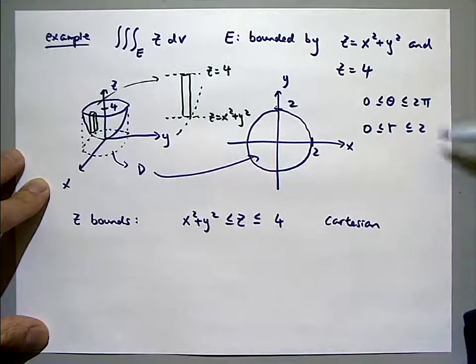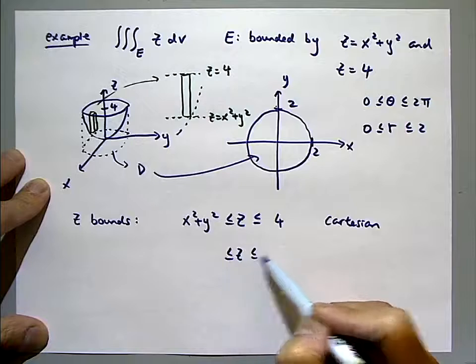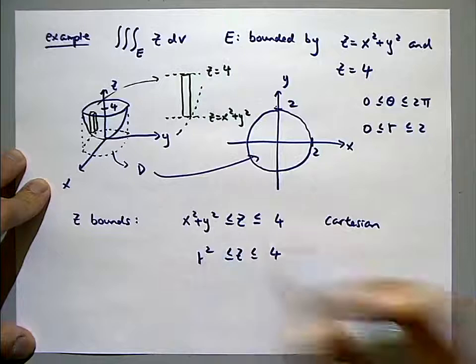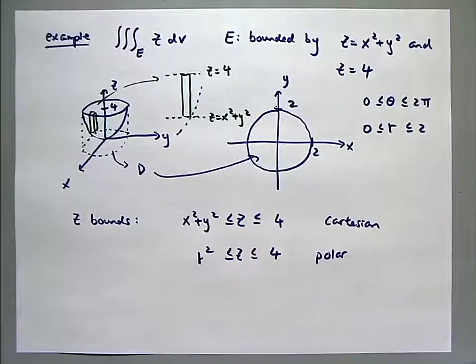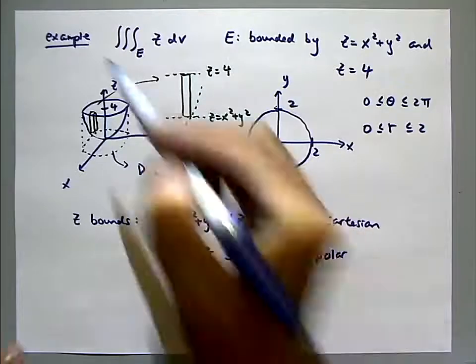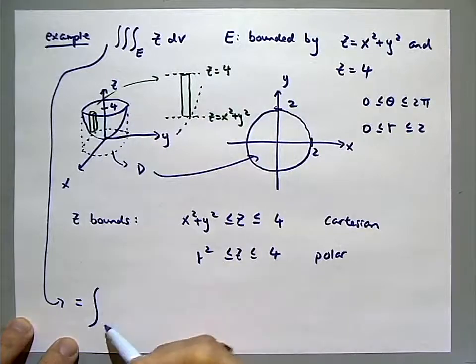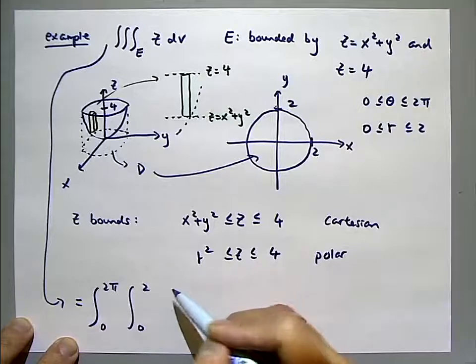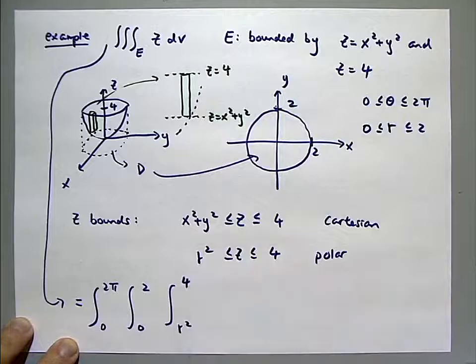But we've gone to polar here for x and y. In fact, x and y are gone, so we have to go polar here too. X squared plus y squared is equal to r squared. We know that. That's a polar conversion. So that's the polar one. So these will become the bounds of z. All right? So theta 0 to 2 pi, r 0 to 2, and then z, r squared to 4.